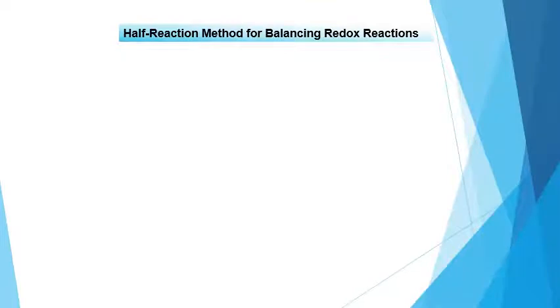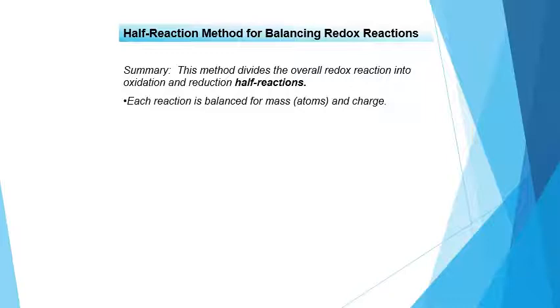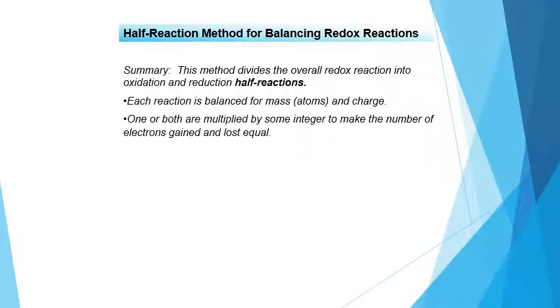So this is a technique in balancing redox reactions, the half reaction method. This method divides the overall redox reaction into oxidation and reduction half reactions. Each reaction is balanced for mass and charge. One or both are multiplied by some integer to make the number of electrons gained and lost equal. Don't forget that the number of electrons gained should be equal to the number of electrons lost.